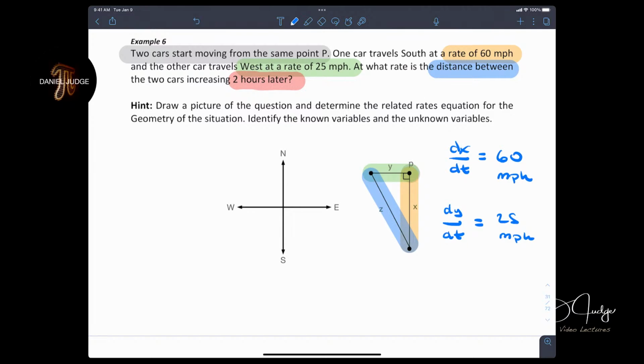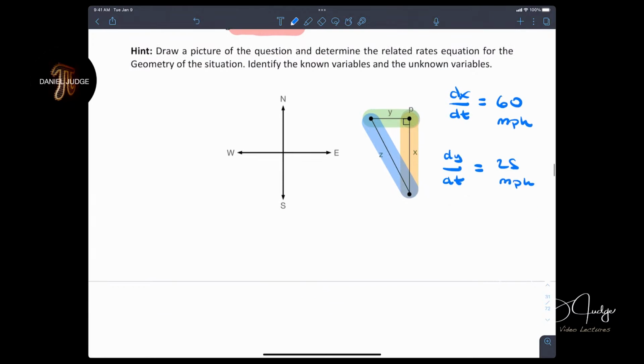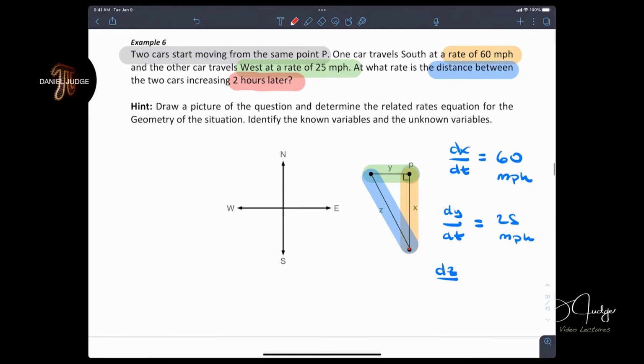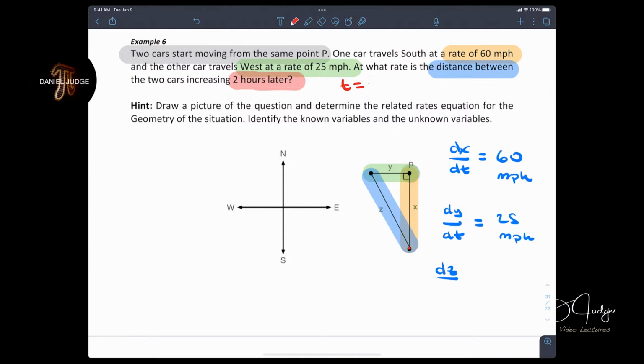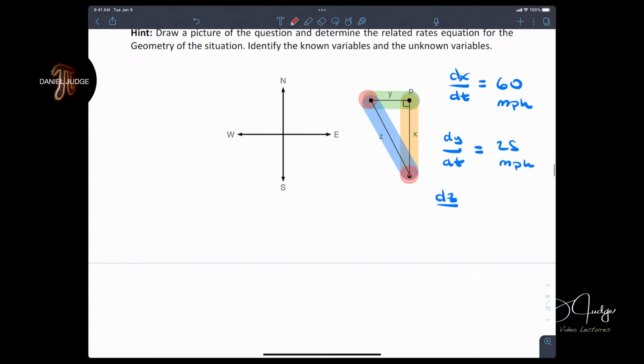And then the question is, at what rate is the distance between the two cars increasing? So we let z be the distance between the two cars here, because after 2 hours, I guess, yes, time is 2 hours. So after 2 hours, we have car 1, car 2, and the distance between the cars is z, and that sure enough is increasing. So this is dz/dt, and we don't know what that is.